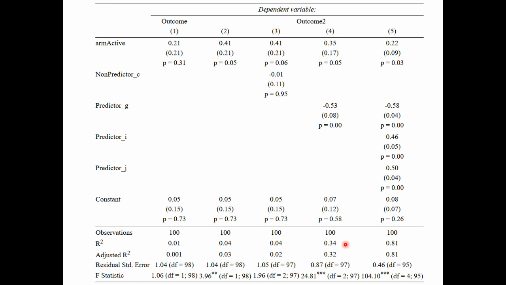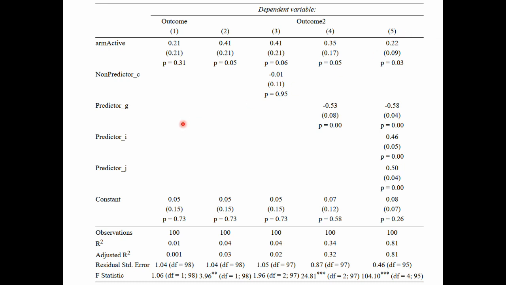The other thing we can consider here is the R squared, the percentage of the variance that gets explained by the model, and here it's very little: 0.01, 0.04, 0.04, so 1%, 4%, 4%. But by just adding that one strong predictor, I'm explaining 34% of the variance in the outcome. So I've added a very strong predictor here indeed.